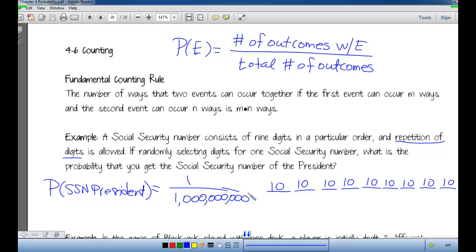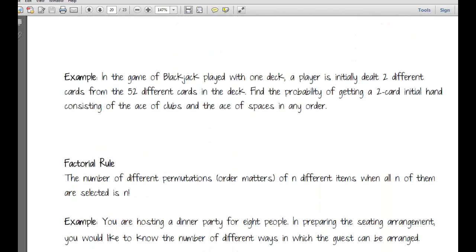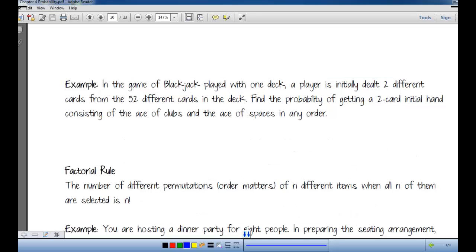Okay, let's look at another one. The rules are pretty simple. It's just really a matter of knowing when you're going to use that rule. In the game of blackjack played with one deck, a player is initially dealt 2 different cards from the 52 different cards in the deck. Find the probability of getting a 2-card initial hand consisting of the ace of clubs and the ace of spades. I think that should say, in any order. Ace of clubs, ace of spades.